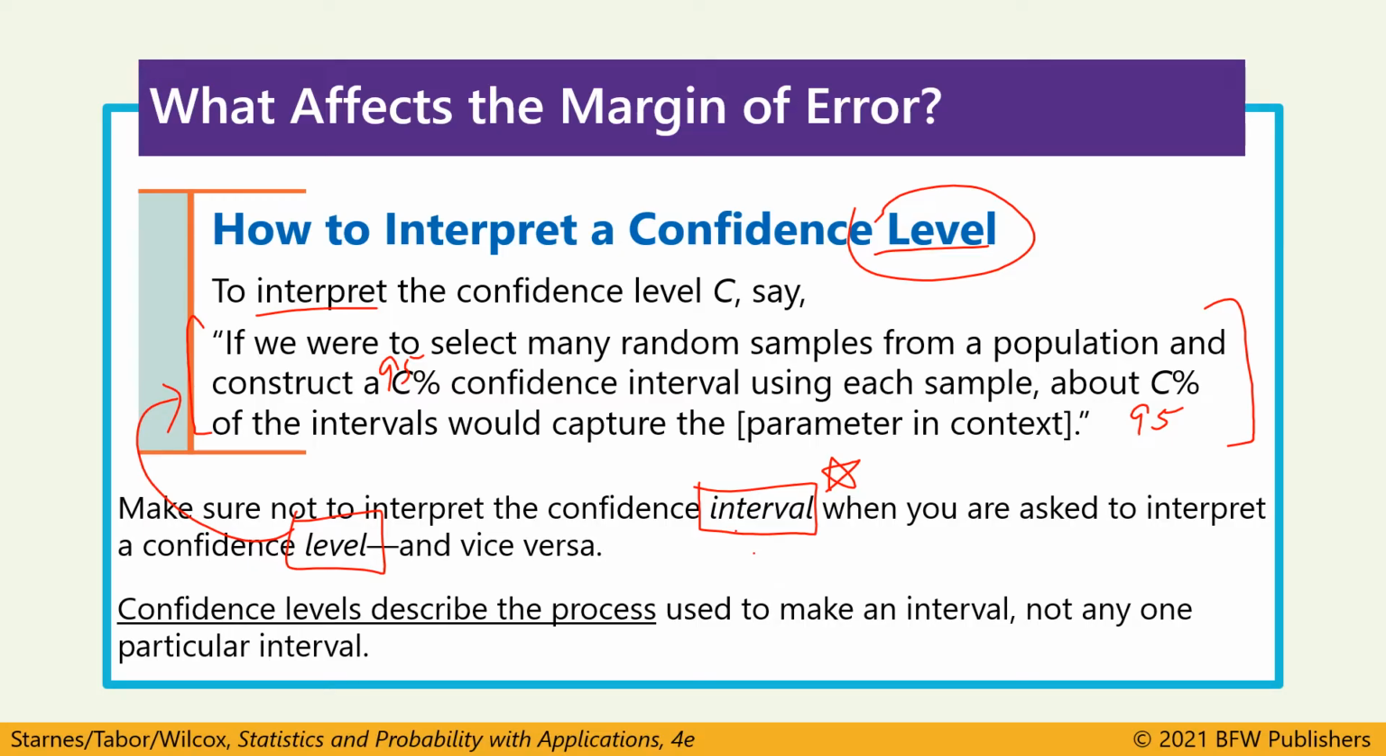Confidence levels are about all intervals. They're about the process of creating intervals. Where we interpret a confidence interval like we did in the last section, we're talking about a specific interval, which will include those specific values in our response.